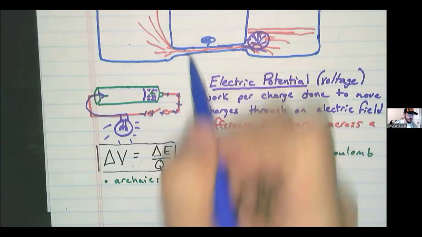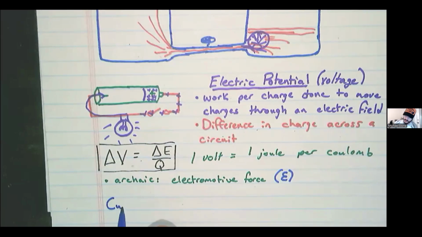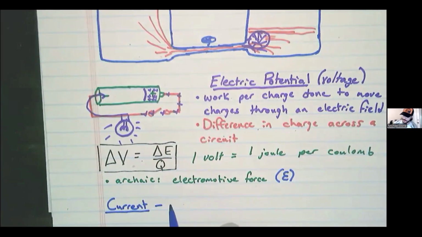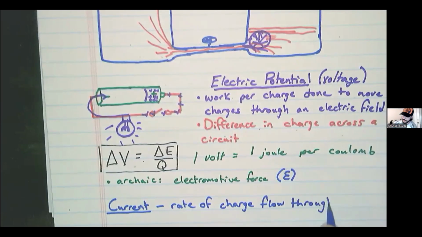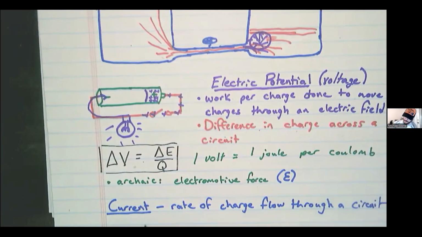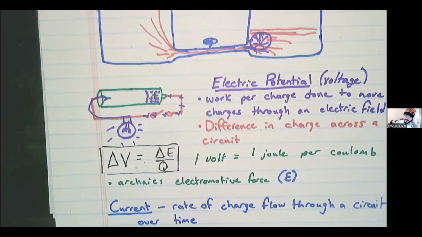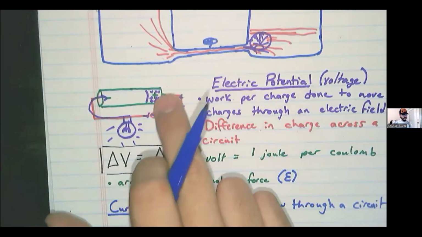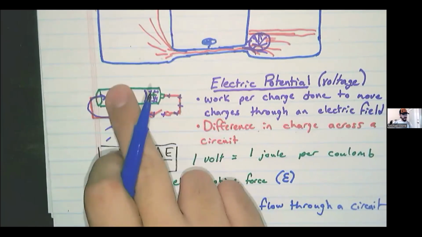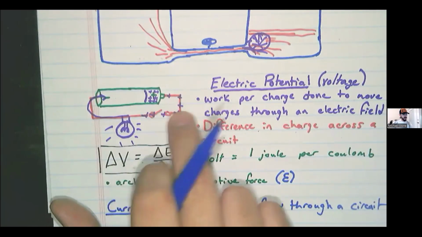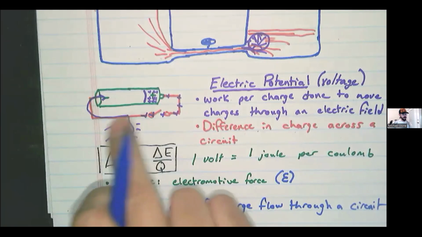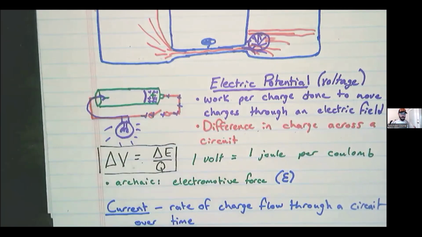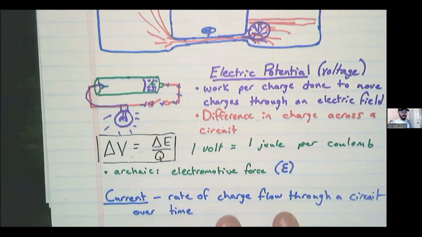Now, the flow would be an electric current. Current is the rate of charge flow through a circuit over time. The circuit is, in this case, the path from one side of the battery to another. Wire into the switch, across the switch, more wire, through the light bulb filament, out of the light bulb filament, into more wire to the battery. Whatever path it is across the voltage, that's the circuit.